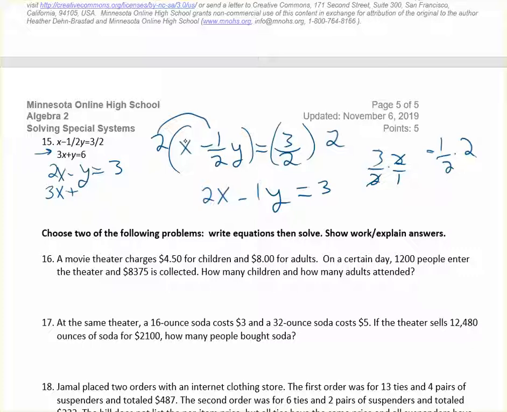Let me just go a little farther with this because I think you might get a fraction.